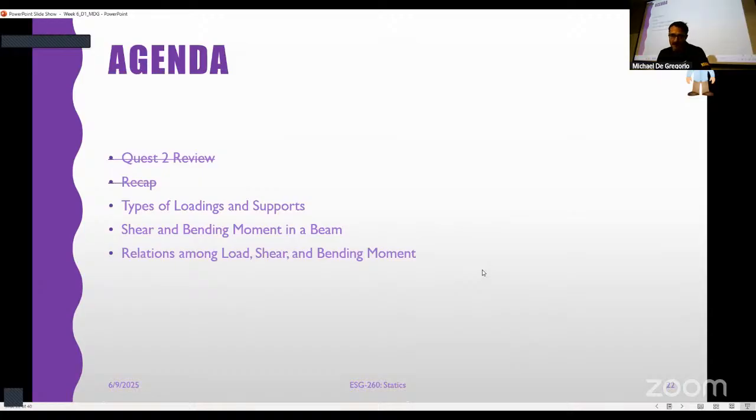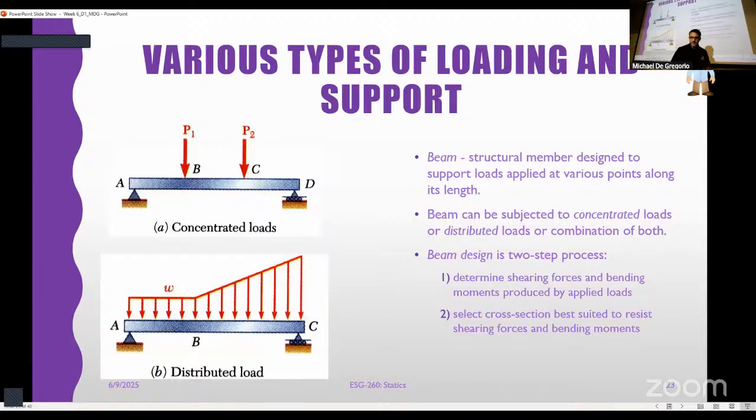Okay. Types of loading and supports. Let's get into some real beam stuff then. Okay, these are beams. That's great. There's different ways that beams are typically held together, right? A beam is a structural member designed to support loads applied at various points along its length. I think that's pretty self-evident, right? And you can have concentrated or distributed loads as shown in this figure here, right?